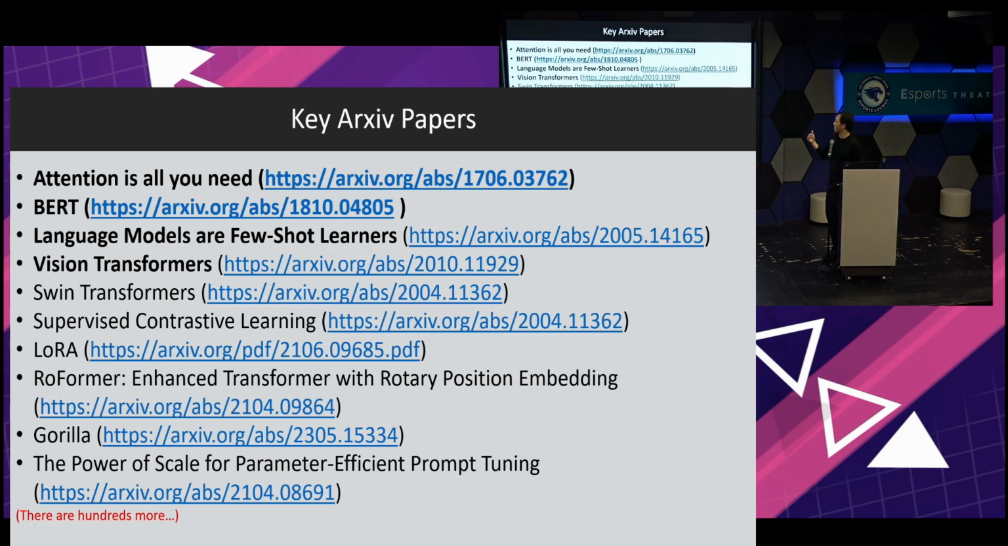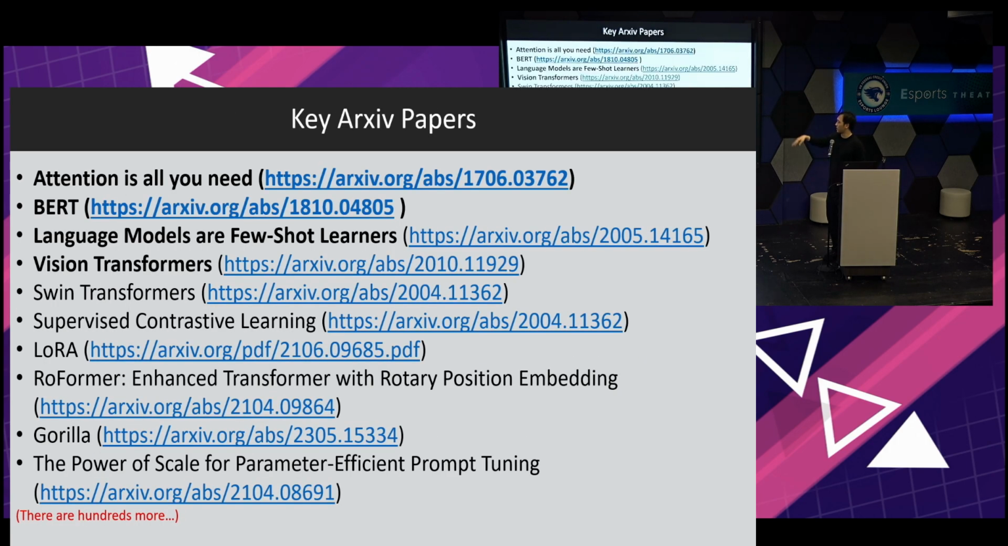And then here are some key arXiv papers. There are so many things, I just put some basics. The highlighted ones talk about the basic foundational models, for example Transformer, BERT, GPT-2, and Vision Transformers. And the rest of them talk about some other different methods.